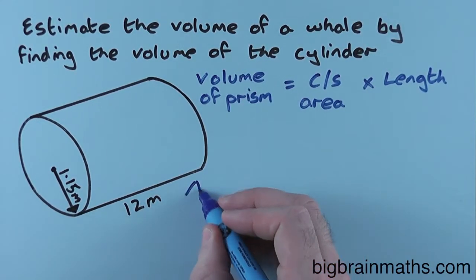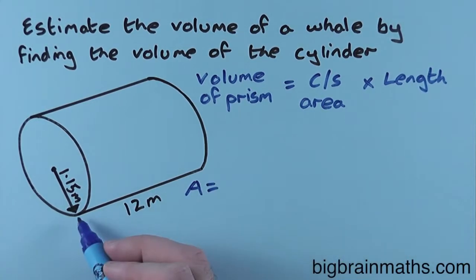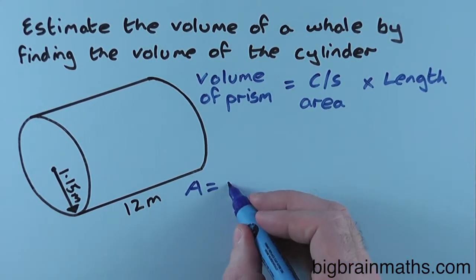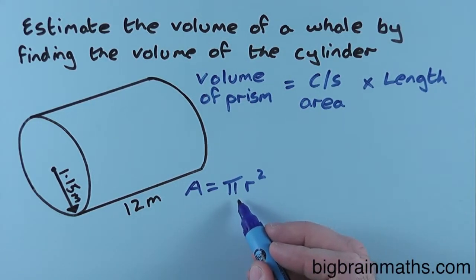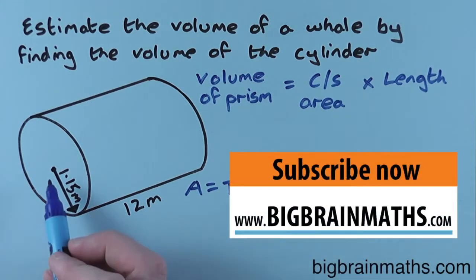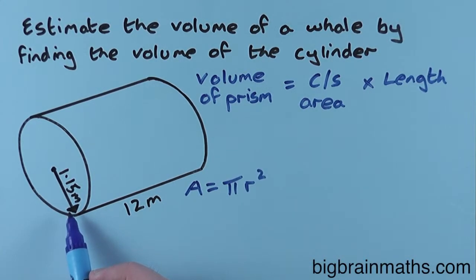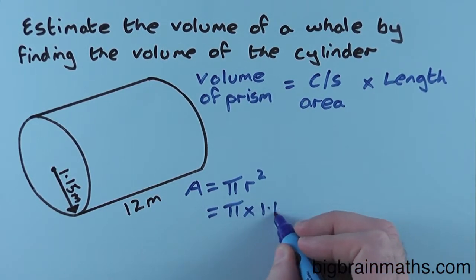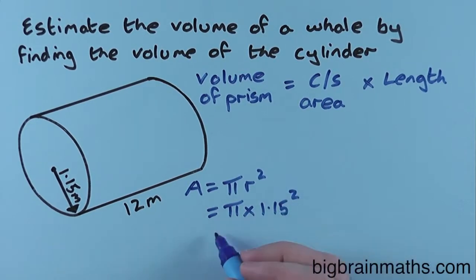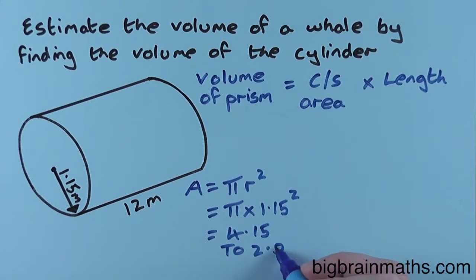So the first thing that we need to do is calculate the cross-sectional area, which is the area of this circle. Now remember, the formula to find the area of a circle equals pi r squared. So we need to rewrite this formula substituting the value of r, which is the radius. Now we're told that the radius of this cylinder equals 1.15 meters. So rewriting this formula, this equals pi multiplied by 1.15 squared. Now I do this on a calculator and it equals 4.15 to 2 decimal places. So the cross-sectional area of this prism is 4.15 meters squared.